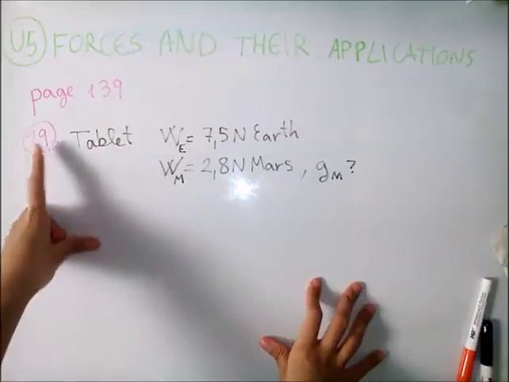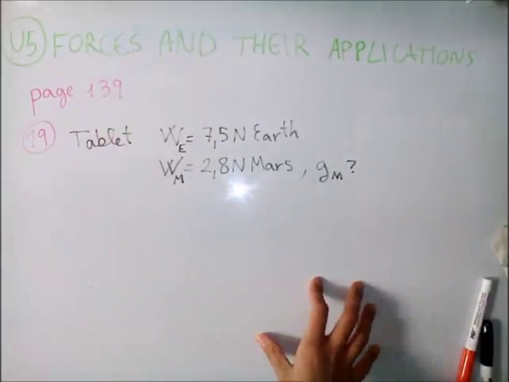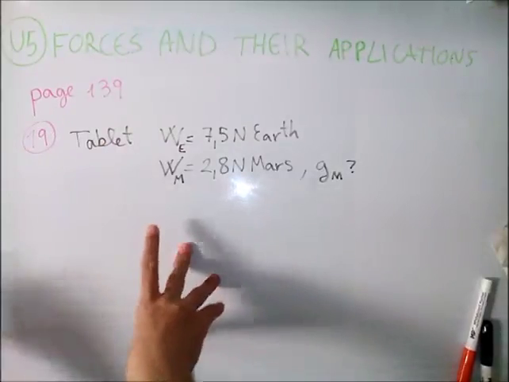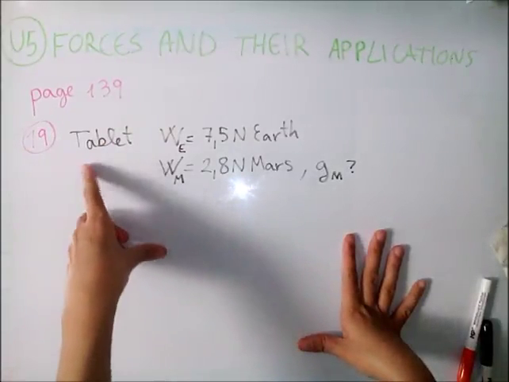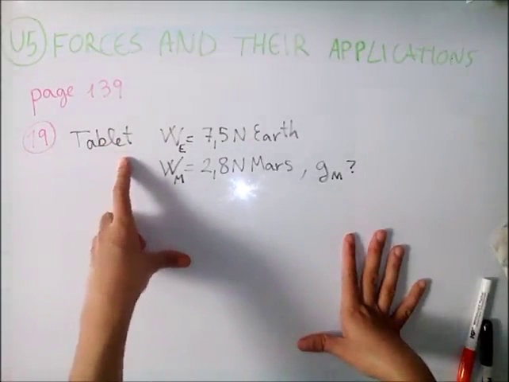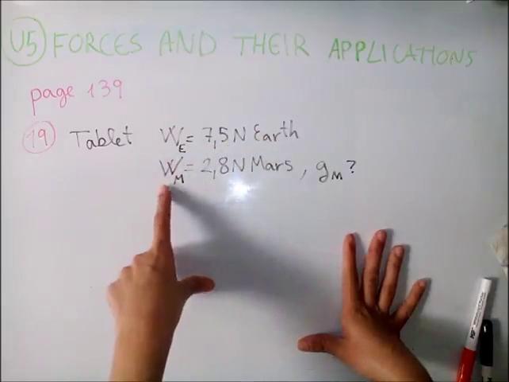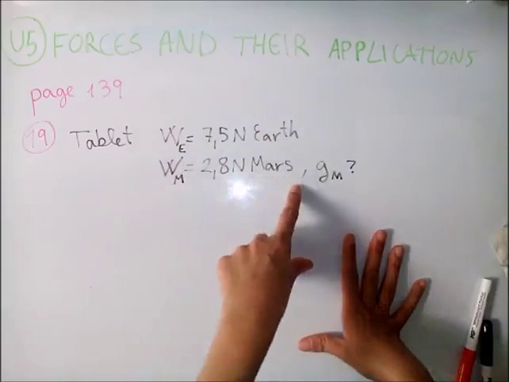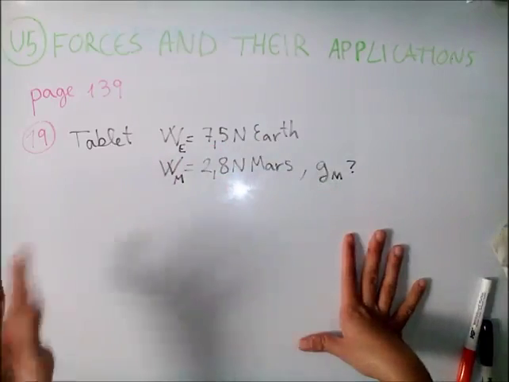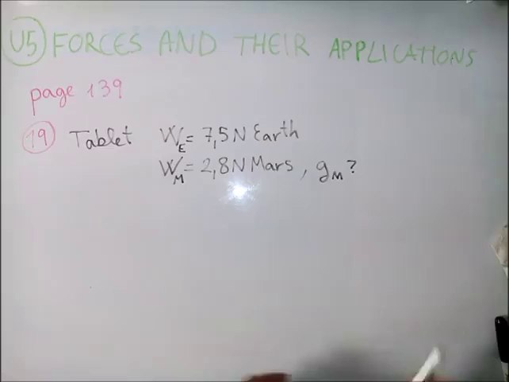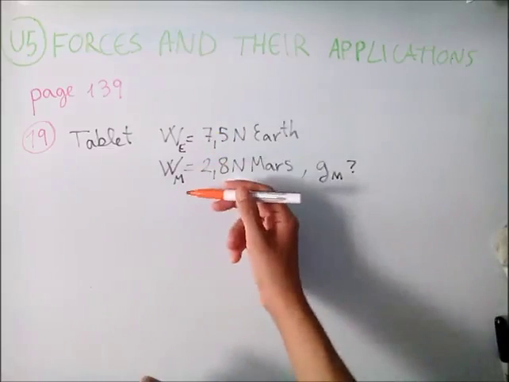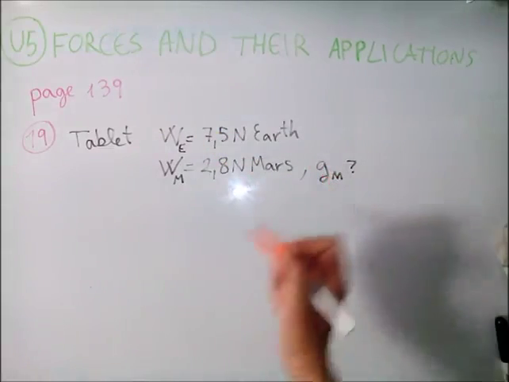Guys, now I'm going to solve problem number 19 on page 139 of your book. So they tell me that I have a tablet and its weight on planet Earth is 7.5 Newton and its weight on planet Mars is 2.8 Newton. And they ask me about the gravity on Mars, okay?